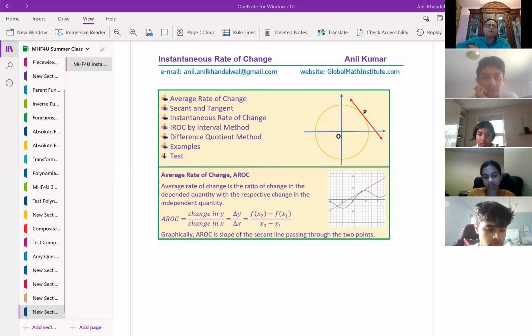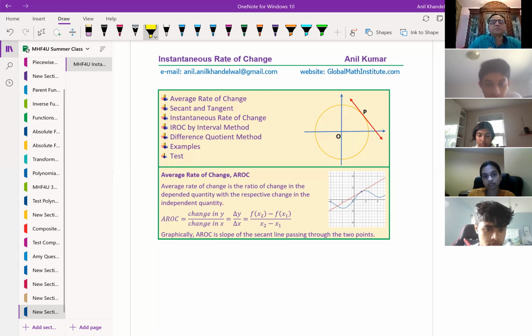Okay, now, Akshat, can you please read what I have written about the average rate of change here? Yes, sir. Average rate of change is the ratio of change in the dependent quantity with the respective change in the independent quantity. It's dependent, delta y over independent, delta x, right, sir? Yeah.